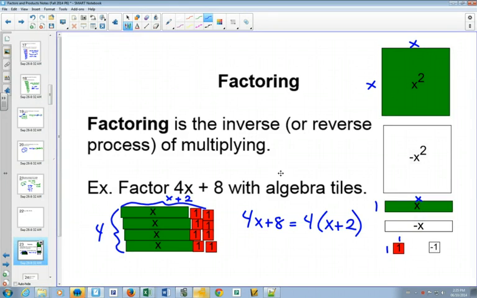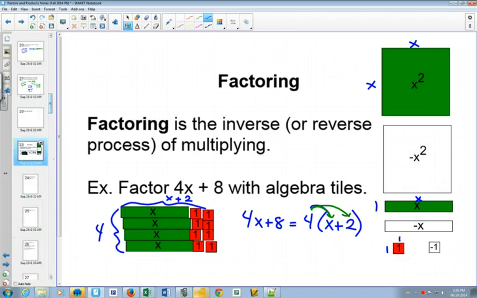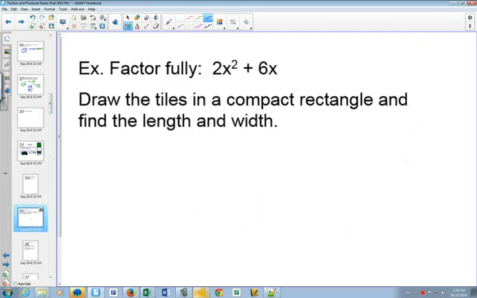If you distribute that 4 through, can you see that they're equal? 4 times x, 4 times 2 gives me 4x plus 8. Excellent. So here's another one. Do you need me to go back?